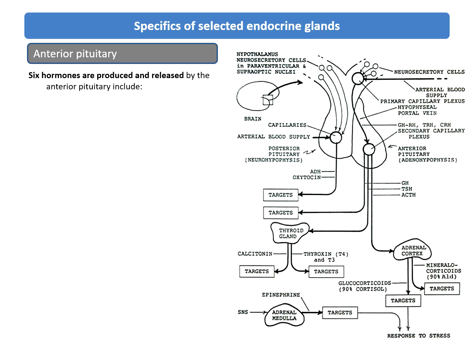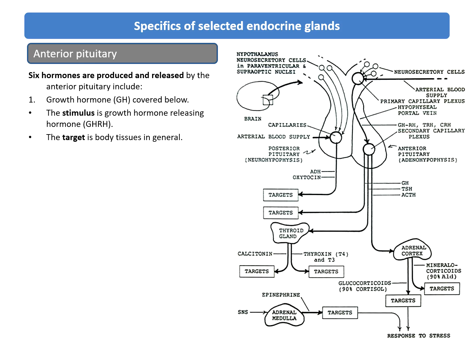Six hormones are produced and released by the anterior pituitary. They include growth hormone. It'll be covered in detail below. The stimulus for growth hormone release is growth hormone releasing hormone. The target, body tissues in general. As we introduce different hormones and glands, I will mention the stimulus and the target.